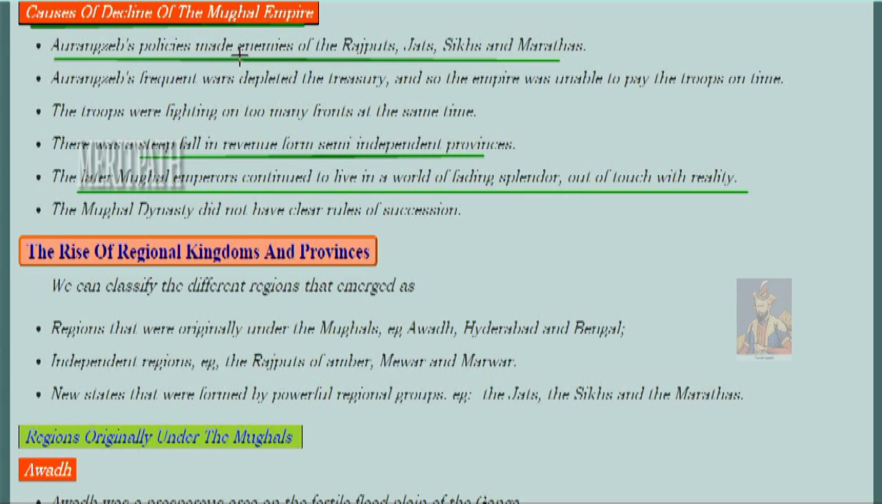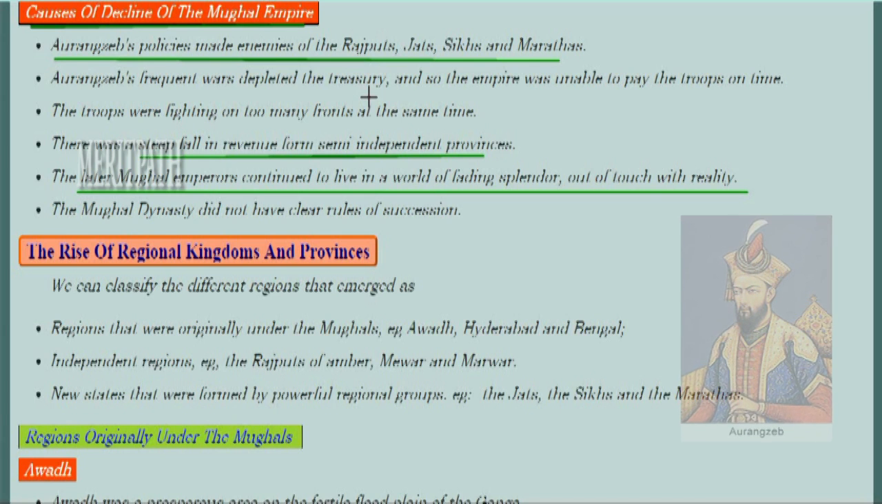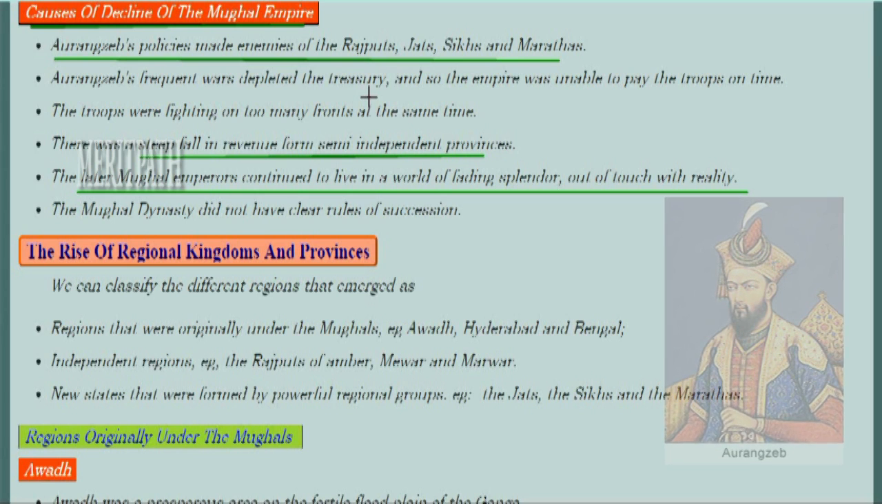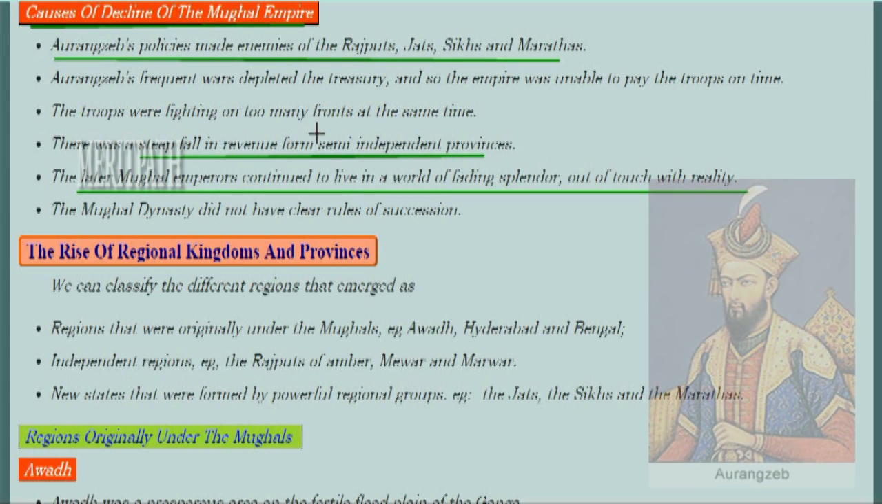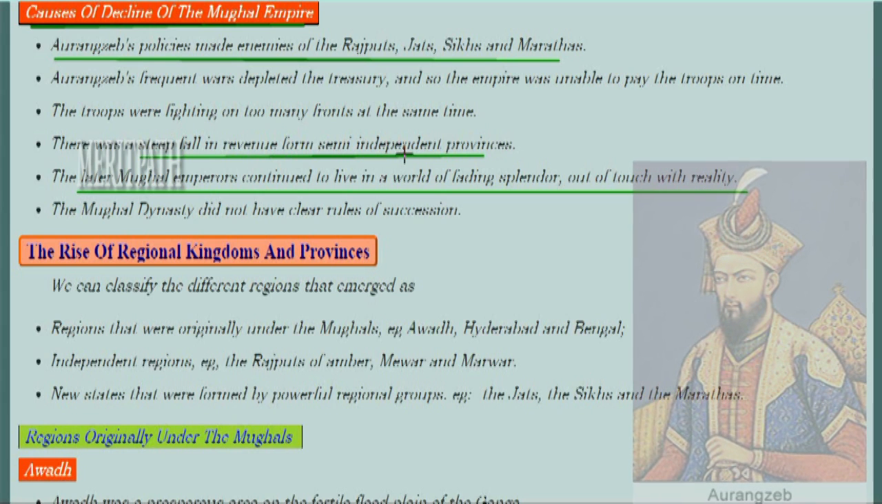Then the Mughal Empire declined. Aurangzeb's policies made enemies of the Rajputs, Jats, Sikhs and Marathas. Aurangzeb fought many wars. Because of the many wars, the treasury, the gold, the money was depleting. So the empire was unable to pay the soldiers on time, and these soldiers were fighting too many wars. So there was a steep fall in the revenue, and also a steep fall in the revenue from semi-independent provinces.